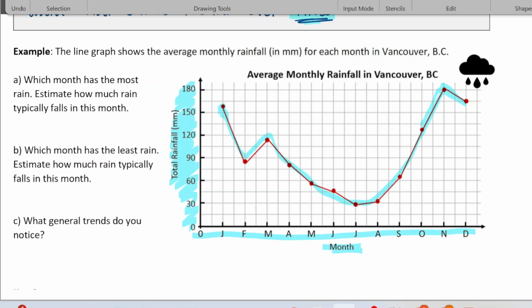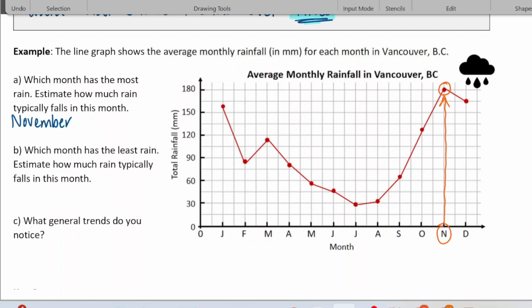All right, so it says which month has the most rain? Estimate how much rain typically falls in that month. Okay, so let's go to the highest. Okay, so the highest data point that I see is this one here. This would be represented by November. And let's see how much rainfall we get in that month. It looks like it's right about at 180, although it could be one or two higher than 180. It could be 181 or 182. It's hard to tell exactly, but it looks like it's right about at 180.